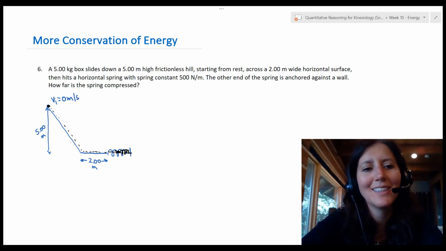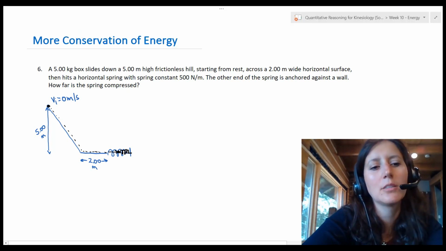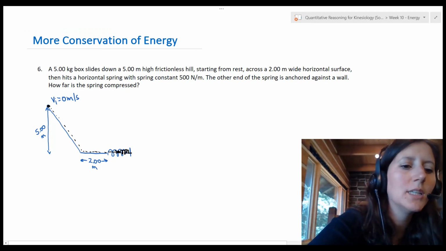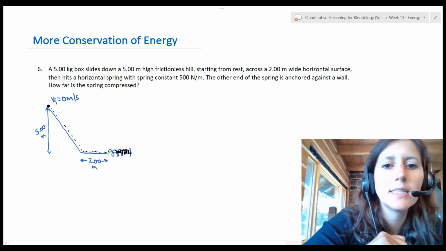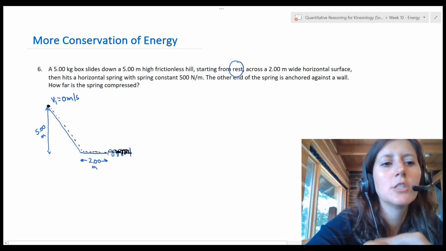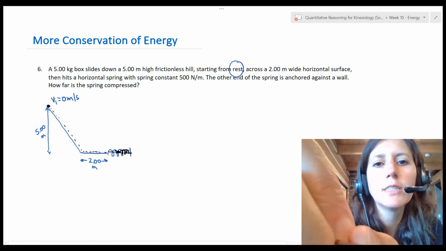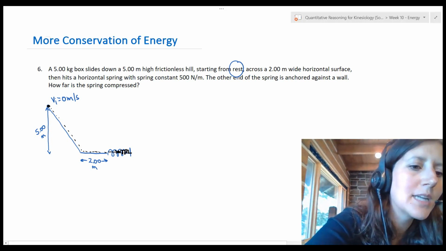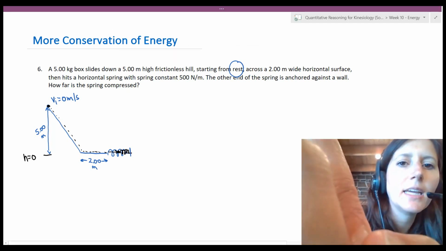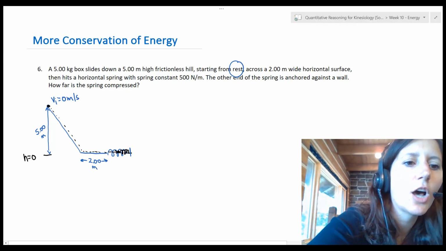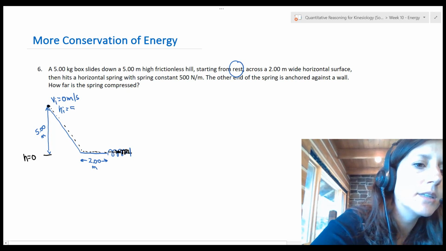So let's write down everything that we know about the initial state and the final state of this box, or of this system. So initially, V initial for the box is it's not moving because it says that it started from rest. So its initial velocity is 0 meters per second. We have to define a reference height. So let's say the bottom of this diagram over here is where our height is 0. So that means that the height when it's at its initial position at the top of the ramp or the hill, h initial is 5 meters.